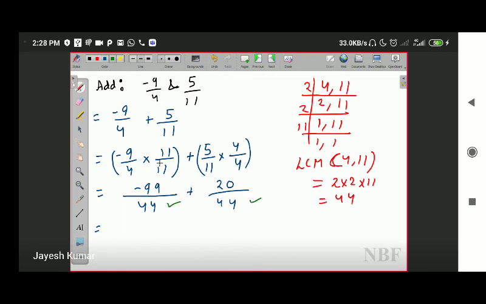Denominators of both the terms are same. So we will do it as we were doing in case 1. We will take the common denominator and we will write numerators as it is. On solving the numerator, you will get minus 79 upon 40. That will be your answer. Okay. Let's see another question.